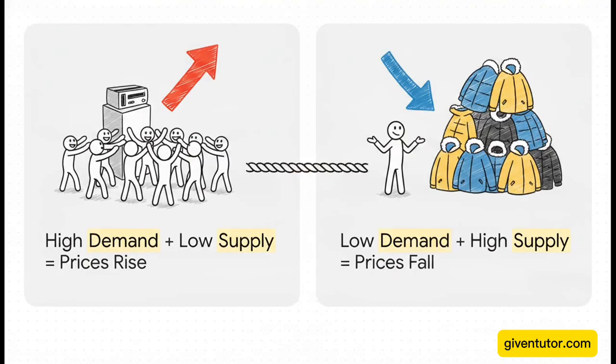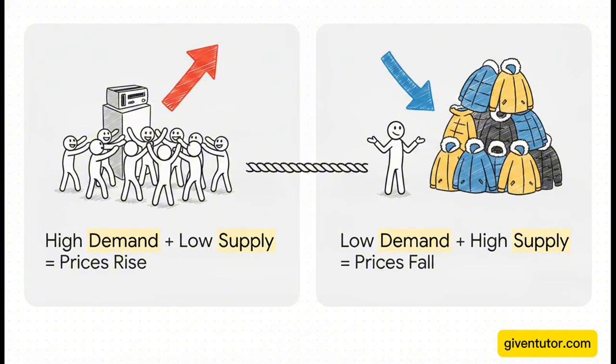And this whole dynamic creates the famous law of supply and demand. It's basically a constant tug-of-war. Think about it like this. If demand is sky high but supply is low, imagine everyone wants the newest gaming console but the factory only cranked out a few, prices naturally shoot up. On the flip side, if demand is super low but supply is high, think heavy winter coats sitting on a rack in the middle of July, prices naturally fall, so stores can clear out that inventory.